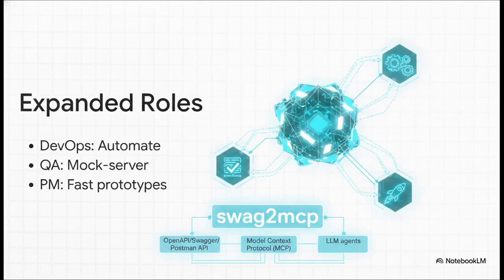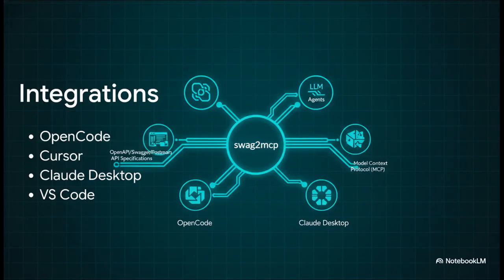For DevOps and SREs, you get LLM automation without spinning up extra middleware services. For QA engineers, and I gotta say, this is an absolute game changer. swag2mcp includes a built-in mock server for isolated testing. No more hitting production APIs by accident. And for product managers, you can now build rapid AI prototypes and test features without sitting around waiting for back-end engineering to build a wrapper. And of course, it plugs directly into the modern AI developer's existing tech stack. Whether you're living in OpenCode, Cursor, Claude Desktop, VS Code, or Crush, the integration is completely seamless. It meets you exactly where you already work.